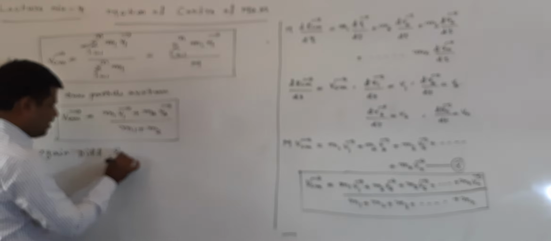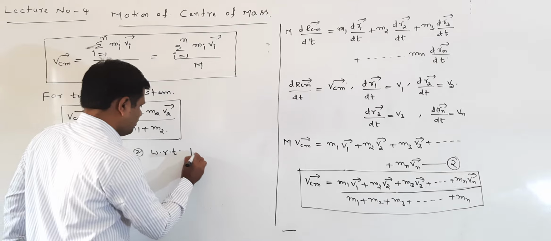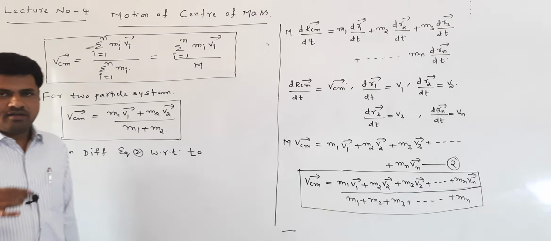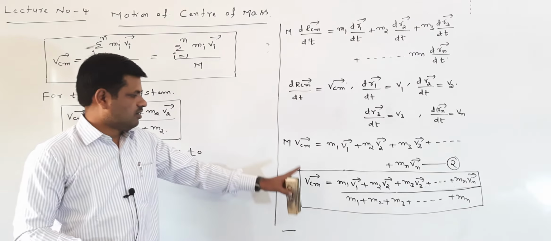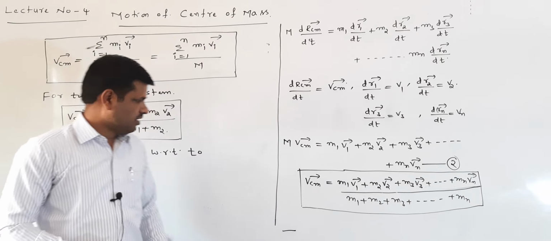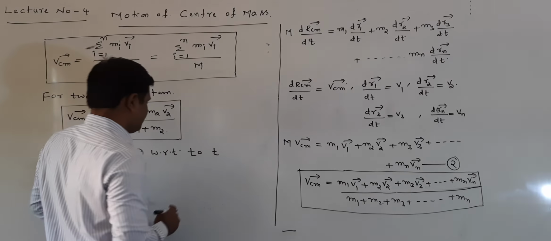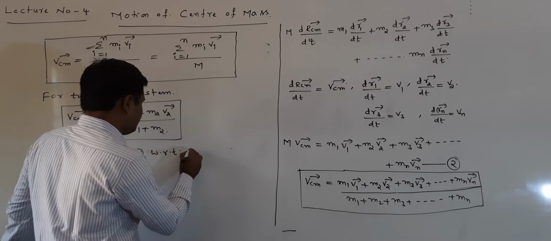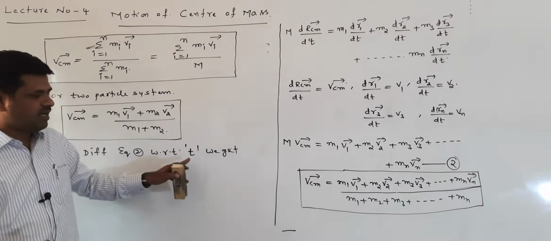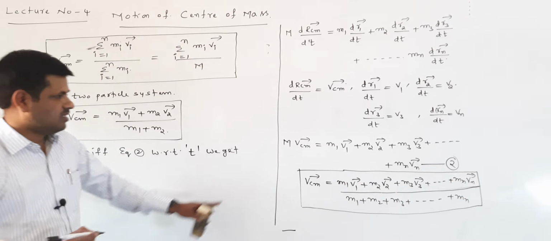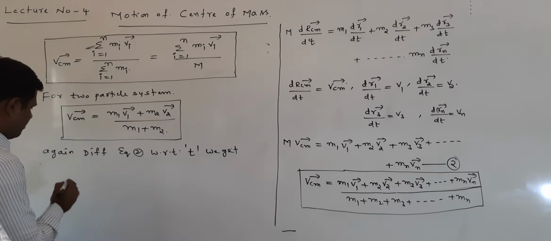Next, again differentiating equation 2 with respect to t. First, differentiating equation 1 with respect to t, we get the formula m into Vcm bar. Now again we are differentiating equation 2 with respect to time.